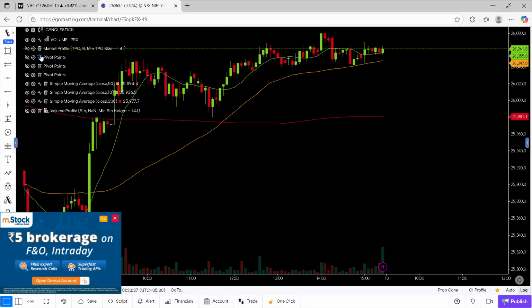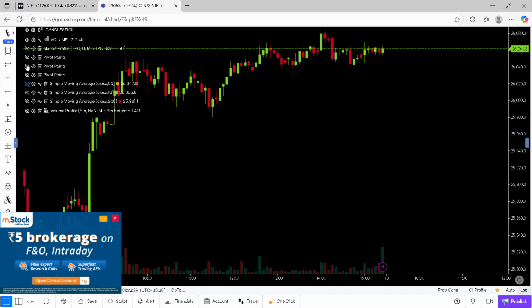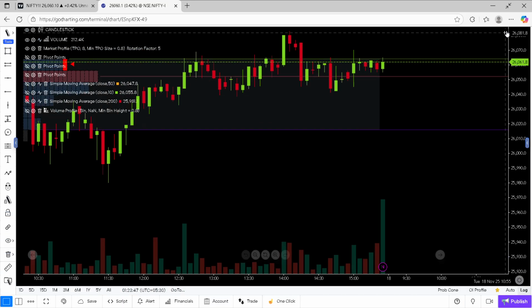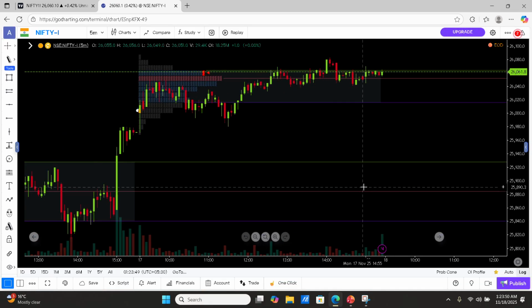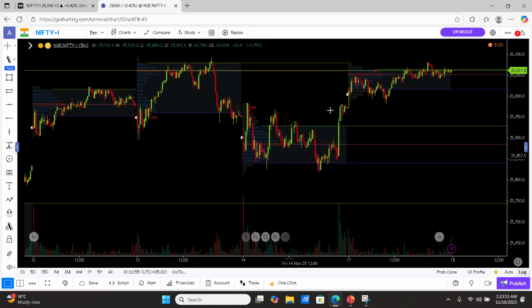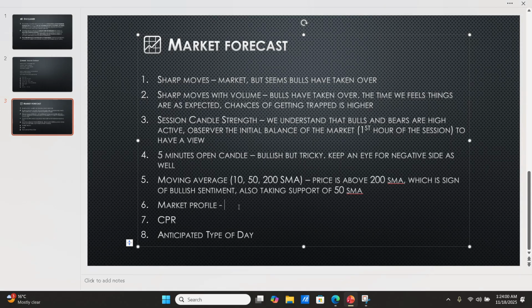Let's see what the market profile has to say. What does market profile say? Market profile is indicating a clear bullish sign. Market profile is saying that we have a higher high relationship, which the market is viewable as bullish.